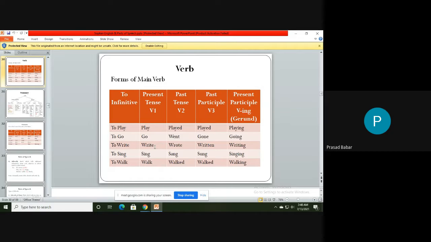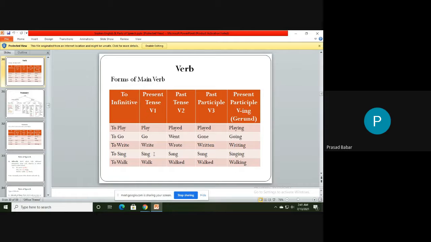So then what about write? Write will be written in the infinitive form as to write. Its past tense will be wrote. Its past participle will be written, and its fourth form or ing form or gerund form will be writing.